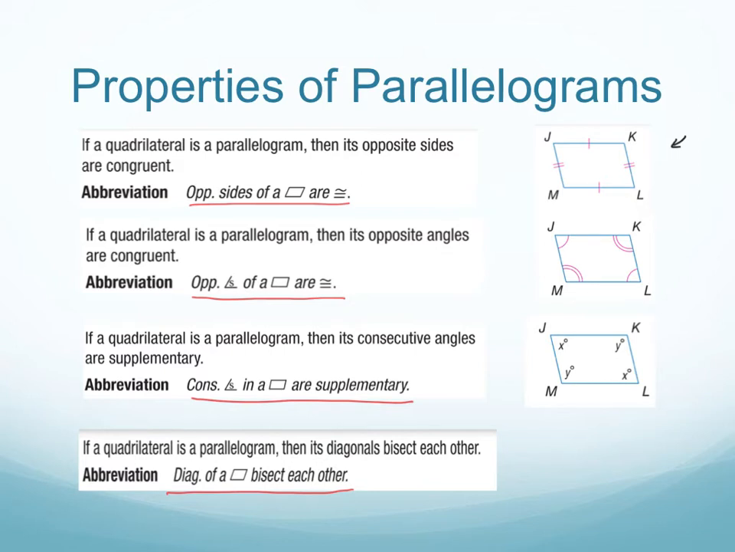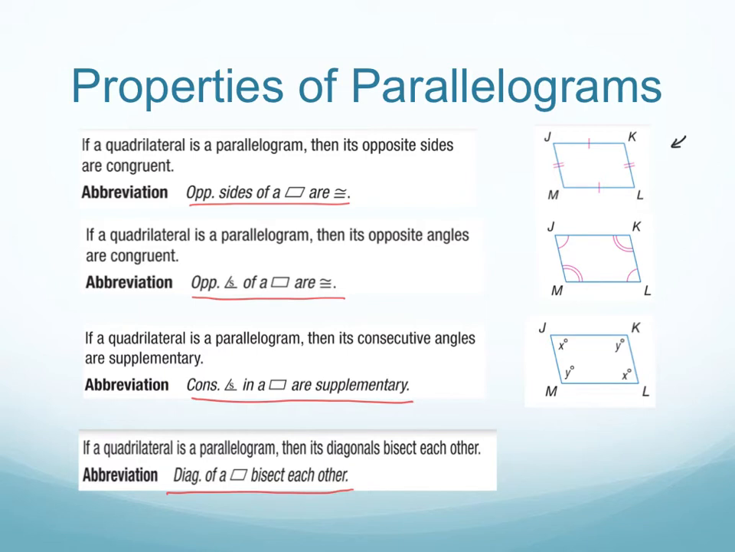The first one is that opposite sides are congruent. The next one is that opposite angles are congruent. Then you have that supplementary, or same side interior, or consecutive as they have it. Consecutive angles are supplementary as well.